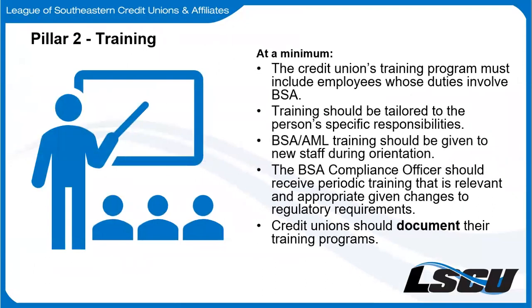Pillar number 2 is training. So at a minimum, the credit union's training program must involve employees whose duties involve BSA and tailored to the person's specific responsibilities, along with new staff training during orientation. As always, your BSA officer should also receive periodic training and ensure that they are up to date on any regulatory requirements. You should also provide documentation of your BSA training program. So if you are needing certificates showing your attendance from today's training, please reach out to your member engagement consultant and we'd be happy to provide those for you.